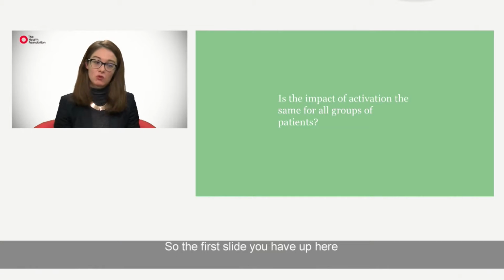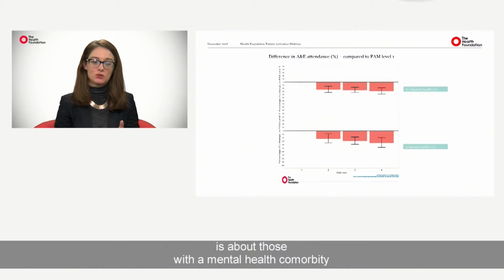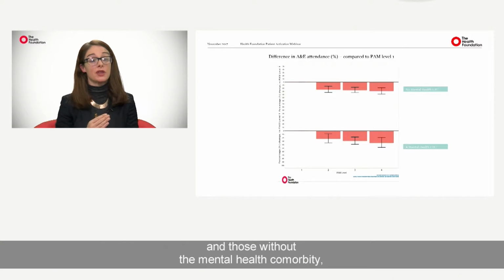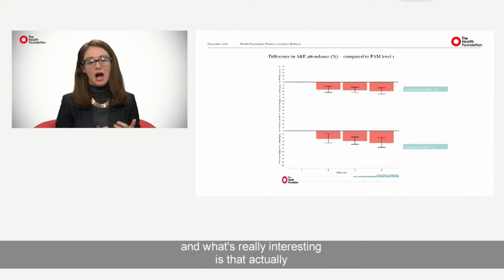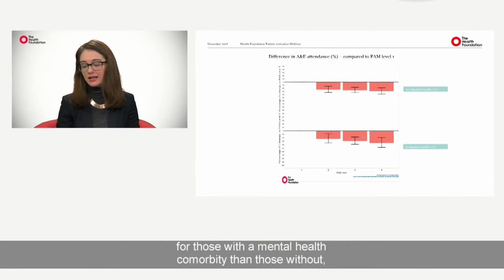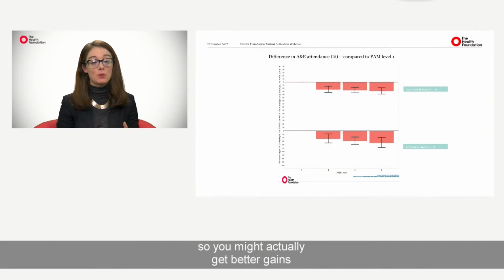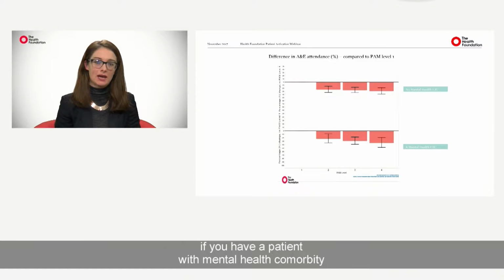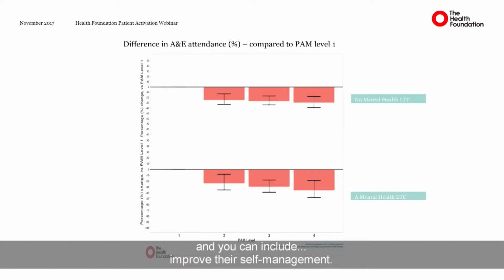So the first slide you have up here is about those with a mental health comorbidity and those without the mental health comorbidity. And what's really interesting is that actually activation is more important for those with a mental health comorbidity than those without. So you might actually get greater gains if you have a patient with mental health comorbidity and you can improve their self-management. So I thought that was incredibly positive and hopeful.